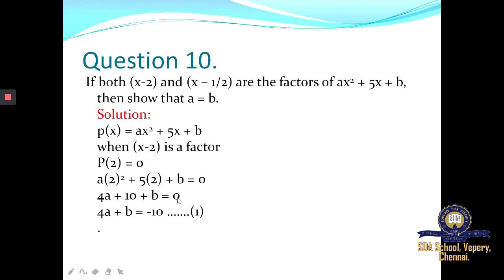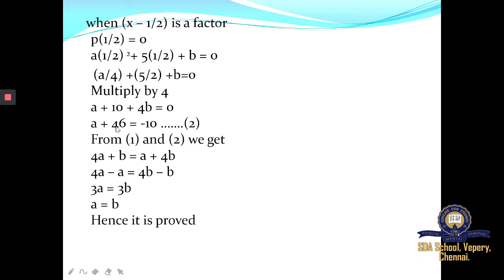What do I get? 4a minus a equals to 4b minus b. I am basically bringing a terms on one side and b terms on the other side. Eventually I get 3a equals to 3b. After cancelling out the 3's on both sides, I get a equals to b. Hence I have proved. Yes, students.